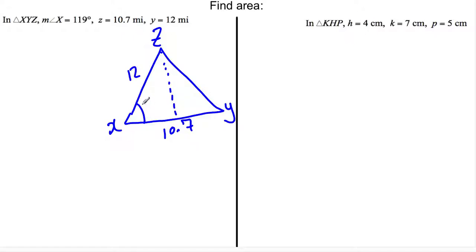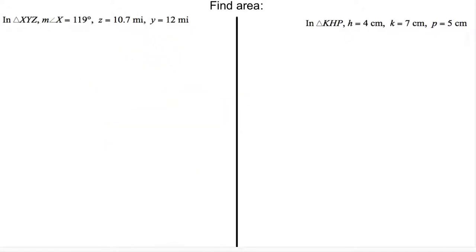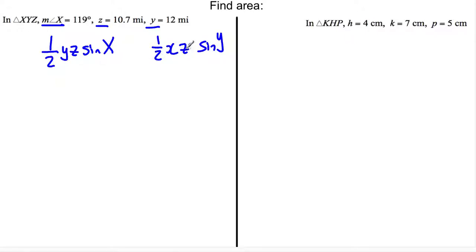And if you remember SOHCAHTOA, you'd actually use SOHCAHTOA to find this distance of the height, and then you would do 1/2 times the base. That's a multi-step problem and a little bit unnecessary. If we are given an angle and then two sides that are not opposite of that angle, so in this triangle XYZ, we're given angle X and sides Y and Z, then the formula is just going to be 1/2 times those sides times the sine of the angle. If I were given, let's say, angle Y, it'd be 1/2 sine of Y, and I would need the sides X times Z.